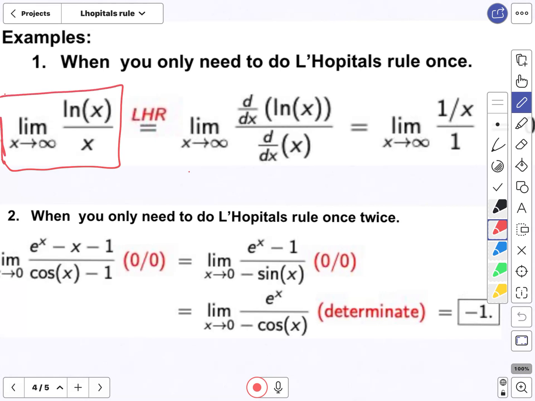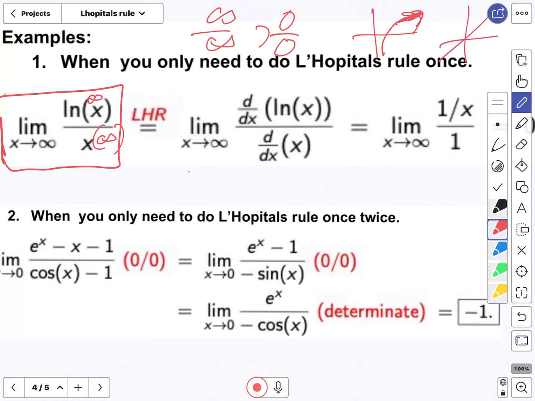ln x over x. Okay, so the first thing we should always do, and by the way, this is one going to infinity. So remember, our two forms are infinity over infinity or 0 over 0. So what is the ln of infinity over infinity? Well, it's nice to think of the graphs, right? So you know that that's what a log graph looks like. So as x goes to infinity, y goes to infinity. And y equals x is the same. It approaches infinity as well. So that's going to be an infinity over infinity.